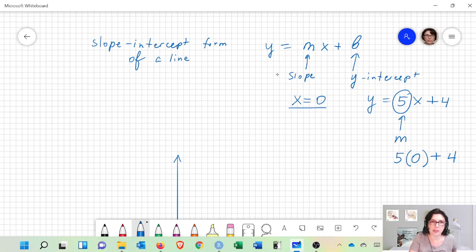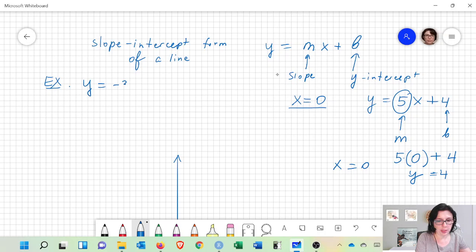But 5 times 0, multiplication is always first, right? According to our rules, first do multiplication, then do addition or subtraction. So 5 times 0 is 0, and then plus 4 just gives you 4. So when x equals 0, y equals 4, and that is where the line would intersect with the y-axis. So this would be that b. b would be 4.